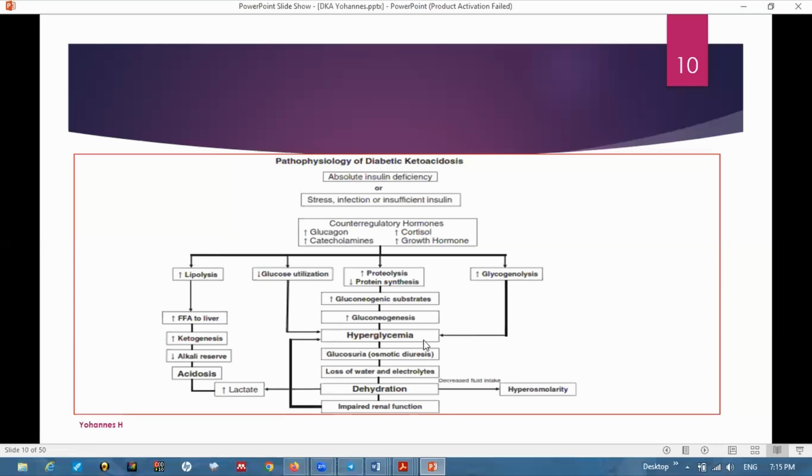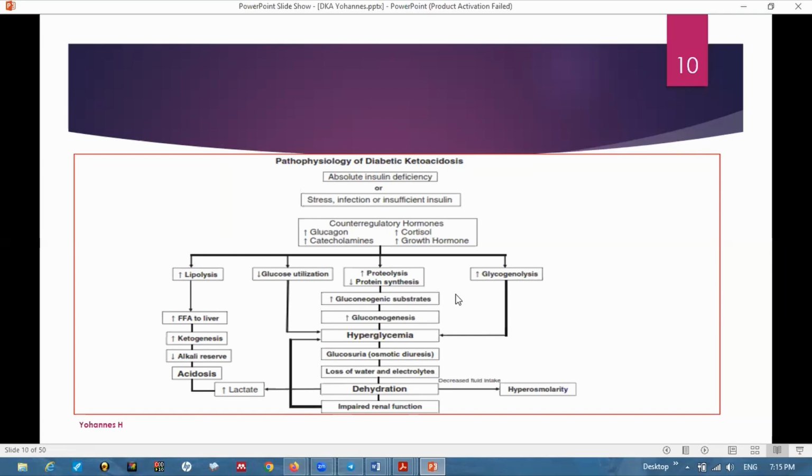All of those pathways lead to hyperglycemia. The presence of hyperglycemia leads to osmotic diuresis. So there will be loss of fluid and electrolytes like sodium, potassium, phosphate, magnesium, and this leads to dehydration. The other pathway is, in presence of these counter-regulatory hormones, especially glucagon, there will be lipolysis. In the lipolysis, there will be increment in free fatty acids in the liver, so it leads to the ketogenesis pathway. In the presence of ketones, the alkaline reserve will be diminished, so it will lead to acidosis and it will increase lactate level.